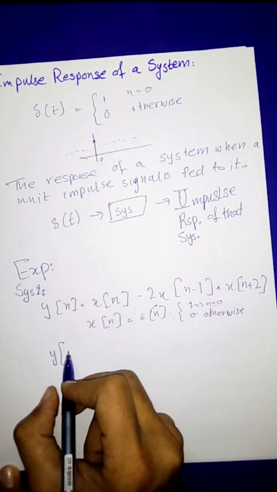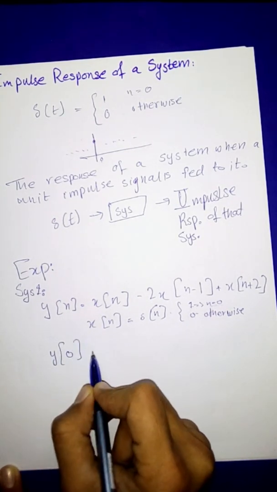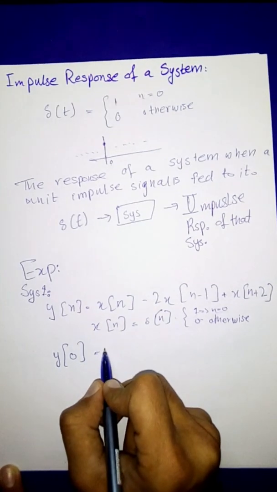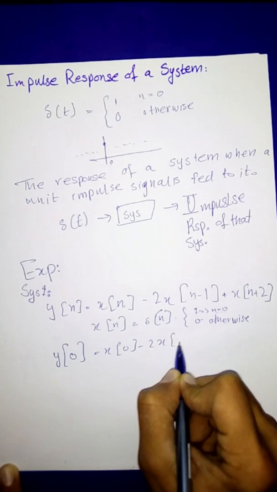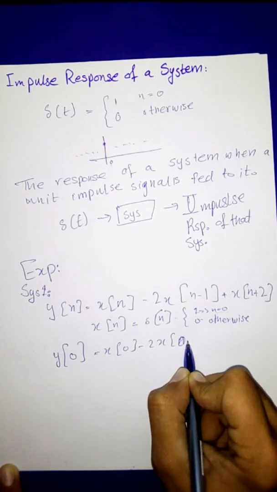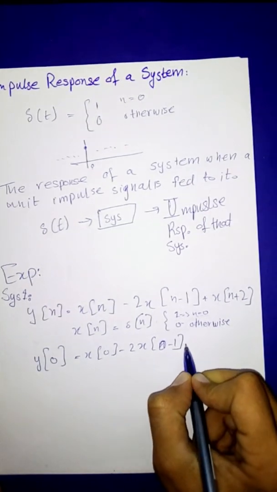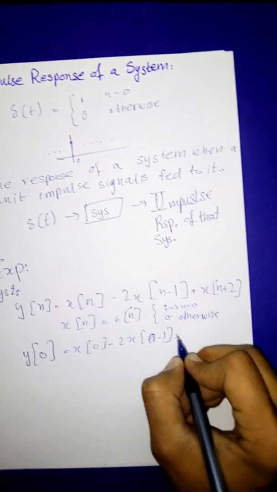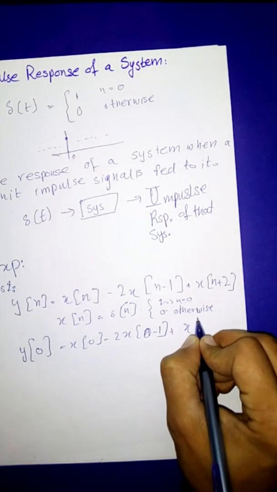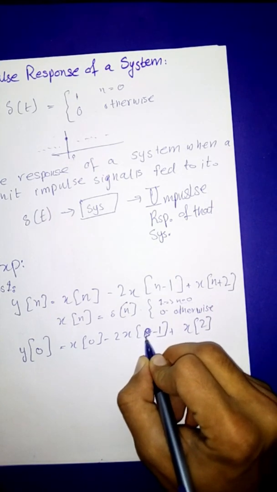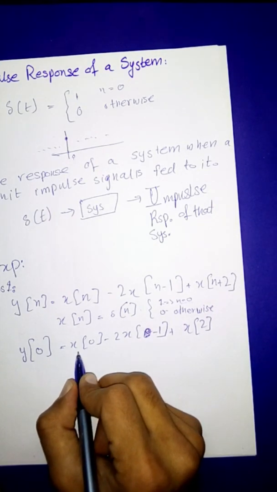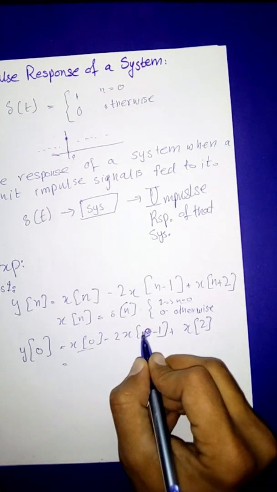So for n is equal to 0, we have what? This x of 0 minus 2x of, and here we have 0, so plus x of 2. Here it is minus 1. So this is equal to 1. The rest of them are 0.